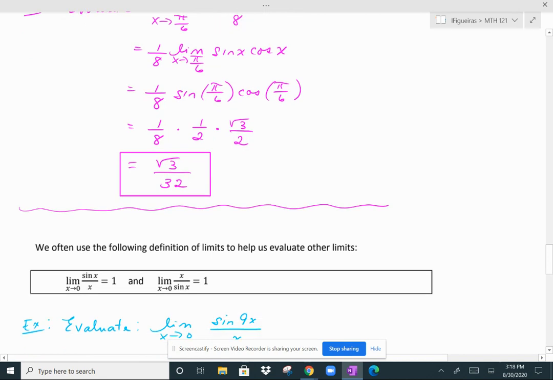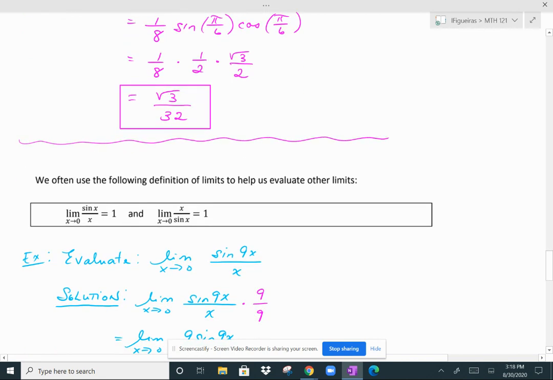Okay, but there's a really handy definition that we can use in some instances that has to do with sine, but it has to be in a very specific format. So if you're evaluating the limit as x approaches 0 of sine of x over x, that is equal to 1. So you can accept this as true. It's a definition. But the reciprocal is also true. The limit as x approaches 0 of x over sine of x is also equal to 1.